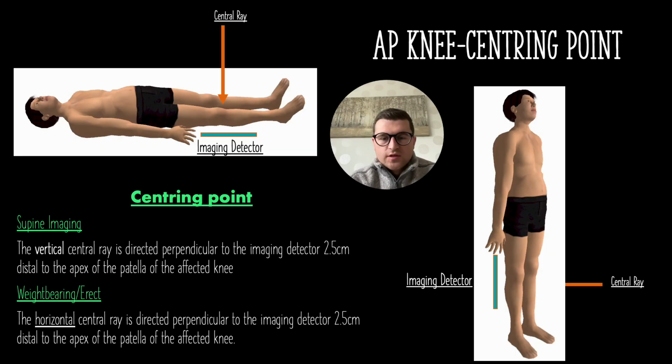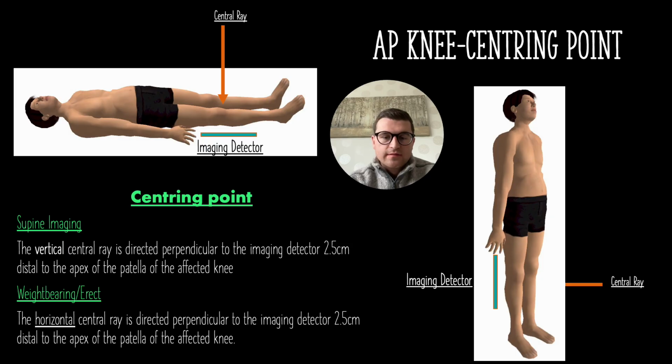So in terms of center points, they're vital for a radiographer to understand and know, because it ensures that we're over the correct area of interest and that our radiation source is only over the required area. So I've demonstrated here two center points for both the supine and the weight bearing or erect projection.